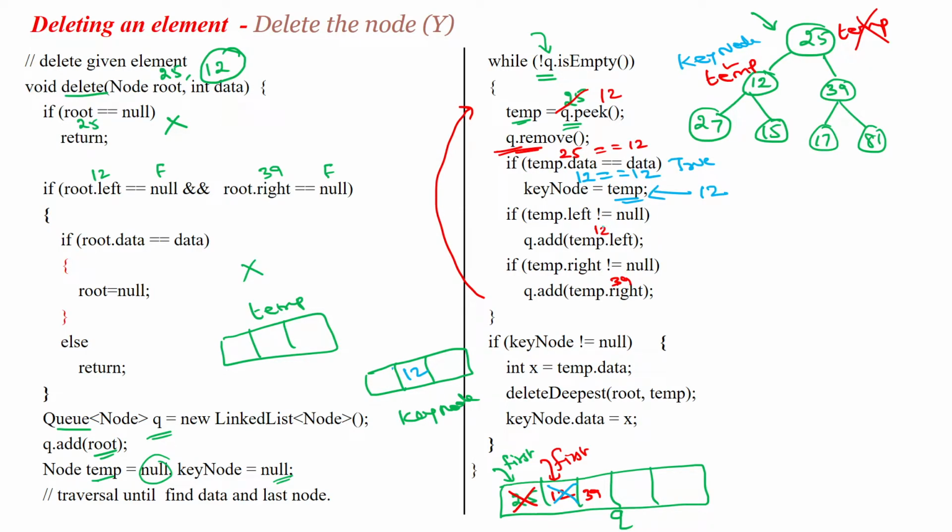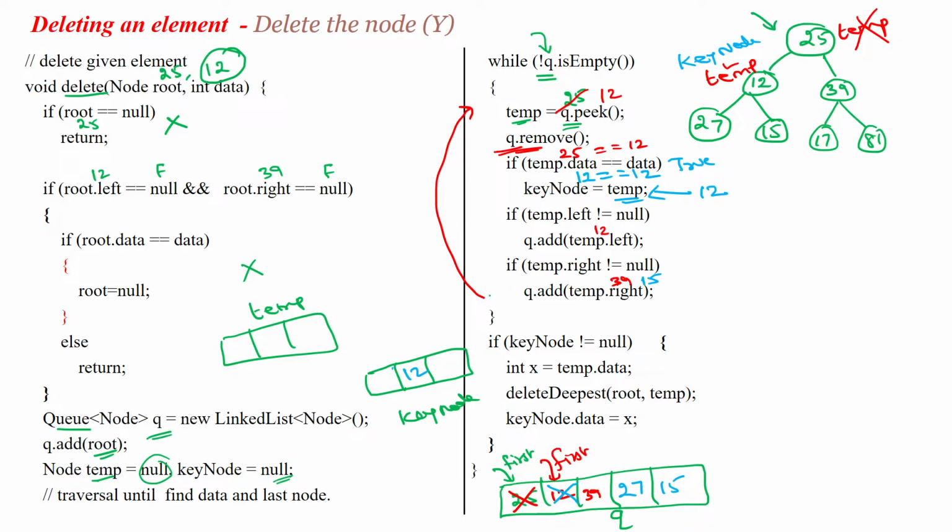Right. So then temporary dot left. Temporary is 12. 12 dot left not equal to null. Yes, it is true. So 27 is the temporary dot left, which is added into the queue. Then temporary dot right not equal to null. Yes, it is also not equal to null. So this is 15. So 15 is also added into the queue.